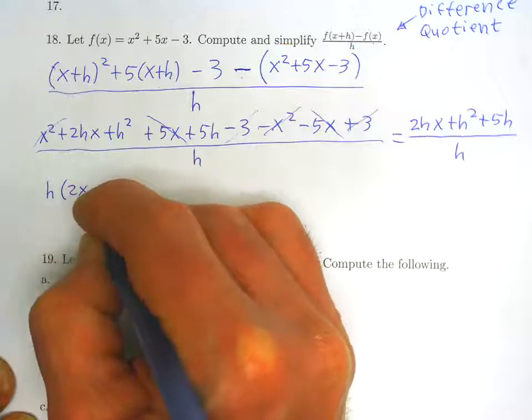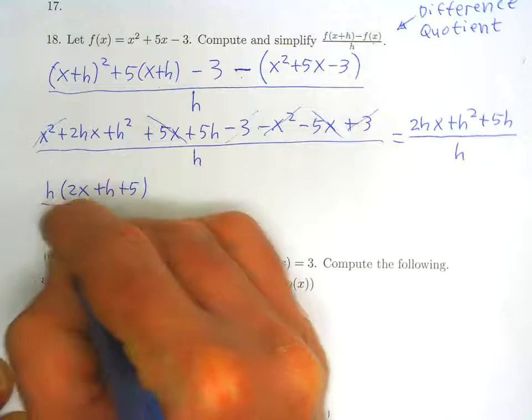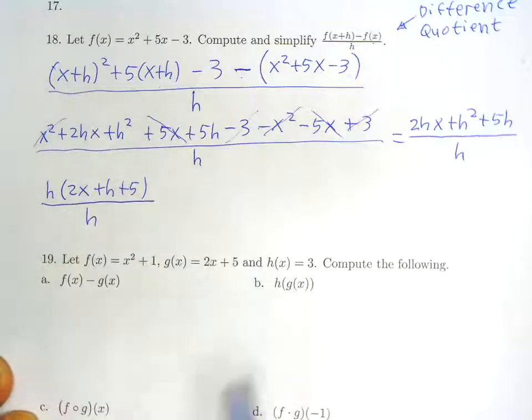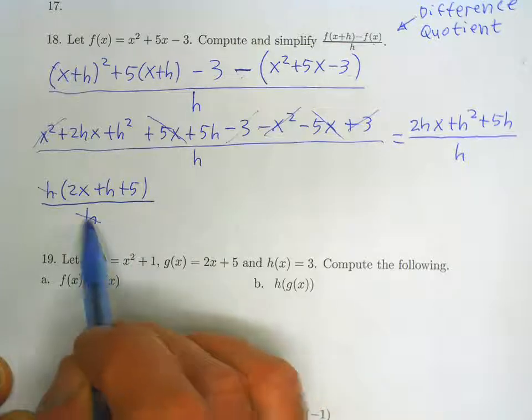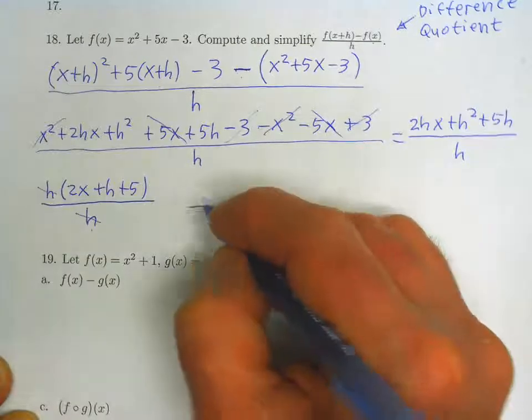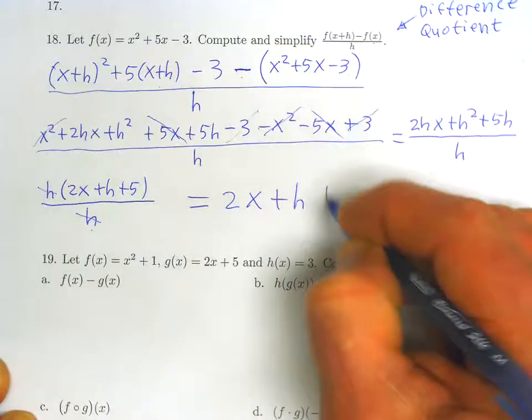And we get h times the quantity 2x plus h plus 5, divided by h. We wanted to factor h out because we see that the denominator has a factor of h. So the simplified answer is 2x plus h plus 5.